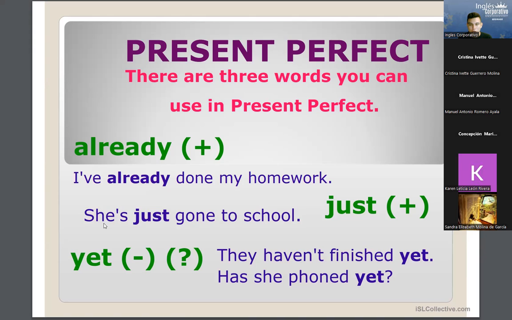She has just gone to school. Ella se acaba de ir a la escuela. Okay, already es una acción que usted realizó antes de lo esperado. Y just es una acción que acaba de realizar. Ella acaba de comer. She has just eaten. Already es una acción que fue realizada antes de lo esperado, y just es una acción que acabamos de realizar.